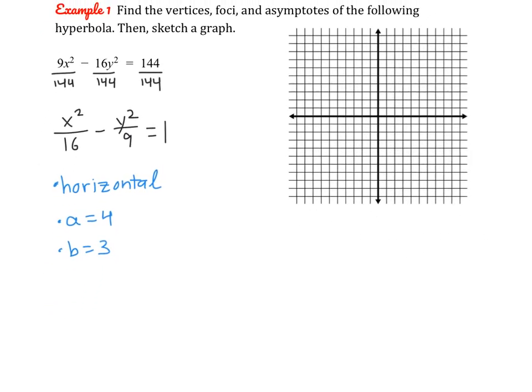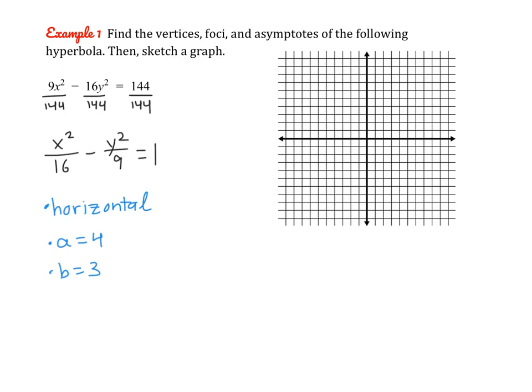And then really quick, let's also find our c value because we know that we'll need it. So remember, we do c squared equals a squared plus b squared. So just be careful, again, this formula is very similar to the ellipse formula. So c is going to equal 5. Now we just need to talk about what the a, b, and c represent. This is going to have a center at the origin, and we know this because we're not adding or subtracting from x or y, so it's not shifting at all. So here's our center.